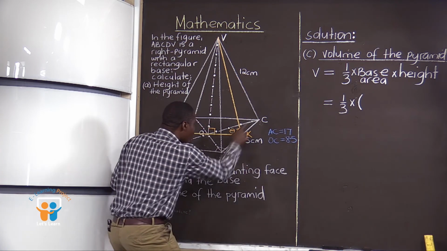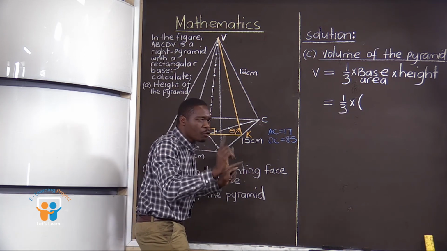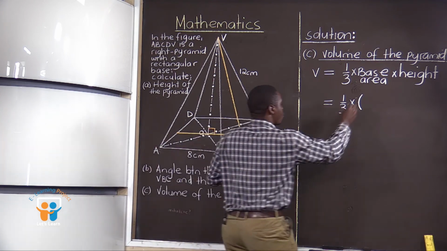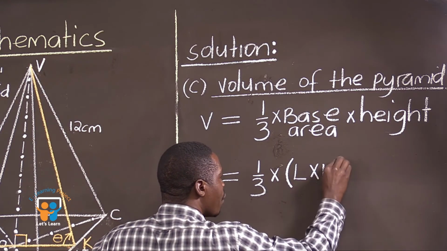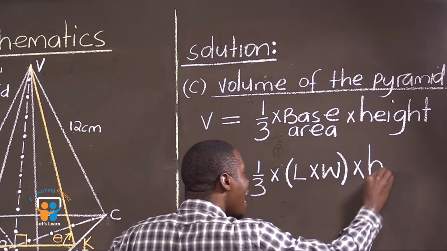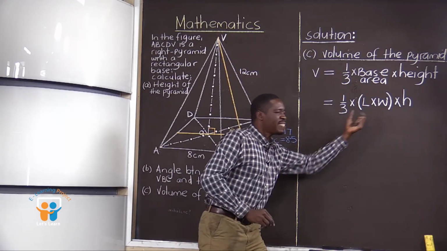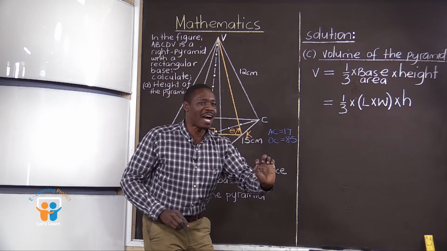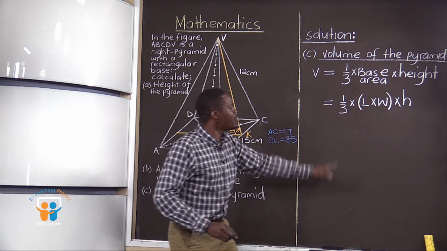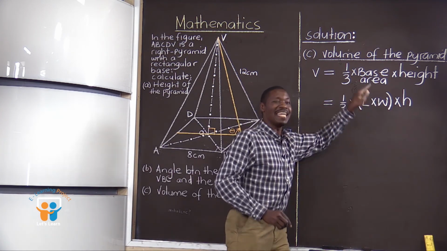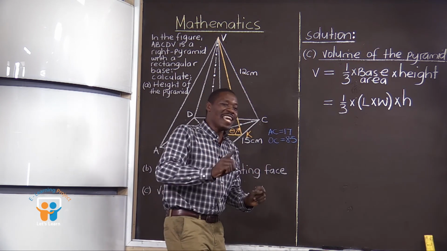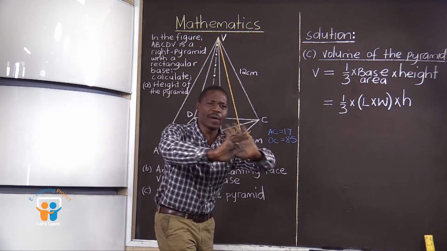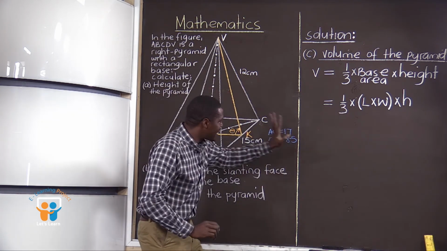Our base here is a rectangle, which means we shall have this equal to a third times base area. The base is a rectangle. What formula do we use to find the area of a rectangle? It is length times width. So we have length times width, then times our height. Remember, if the base is a circle, what formula do we use to find the area of a circle? It is pi r squared, which means you'll have a third pi r squared h, which is the formula for finding the volume of a cone. Anyway, let's not go so far. Let us stick to this.